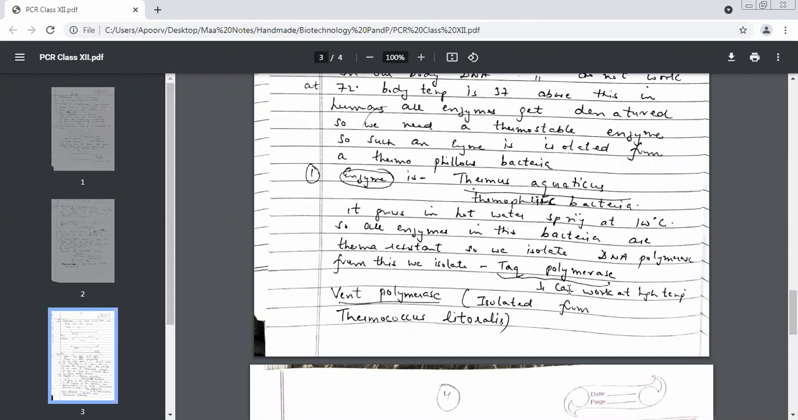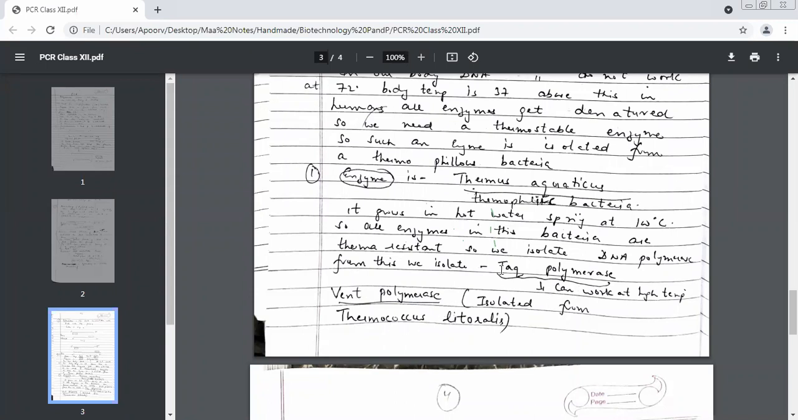Normally, these enzymes can work at high temperatures in the body of organisms because they have been isolated from which category of bacteria? Thermophilic bacteria. Those bacteria which can tolerate high temperatures are called thermophilic bacteria. Yes, beta. We cannot have them normally here and there, so we extract it from such bacteria. See the names of these, Taq polymerase and Vent polymerase.